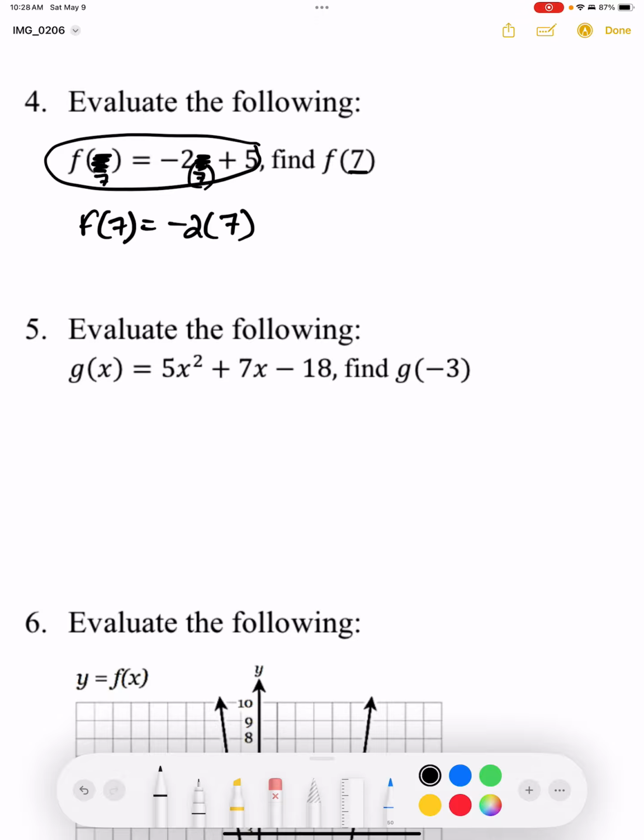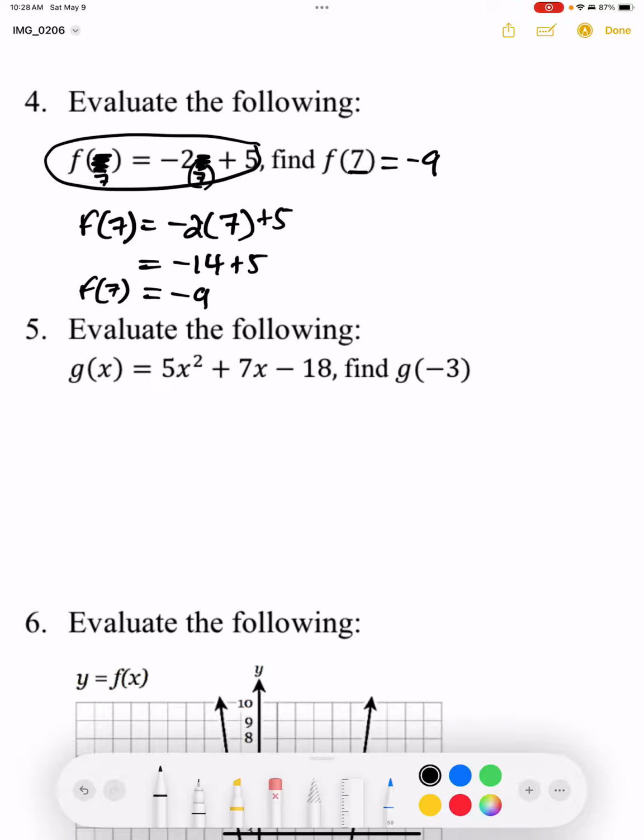7, I like to write in parentheses, plus 5. And really, you're just doing the math. You can plug this into your calculator, or you can do it by hand. You're multiplying when they're next to each other, -2 and 7. That makes -14 plus 5. So when you add -14 plus 5, you get -9. So that would be the answer. f of 7, the answer is -9.